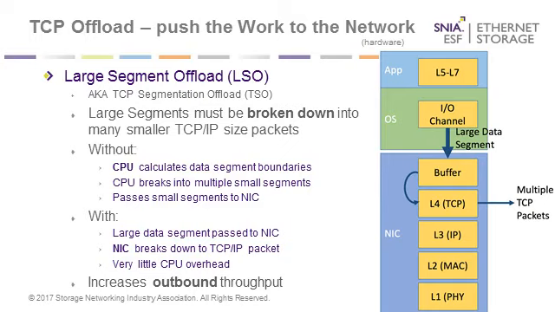The NIC will actually do the breakdown of that into the smaller chunks and the TCP/IP packets, and there's very little overhead on the CPU for that. And this specifically is used for increasing outbound throughput in a TCP or iSCSI type of environment.